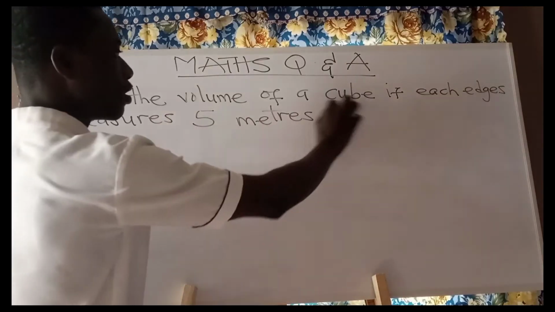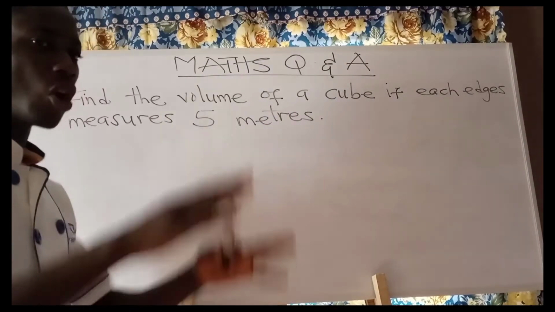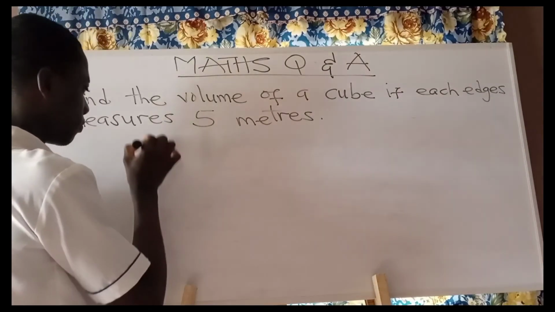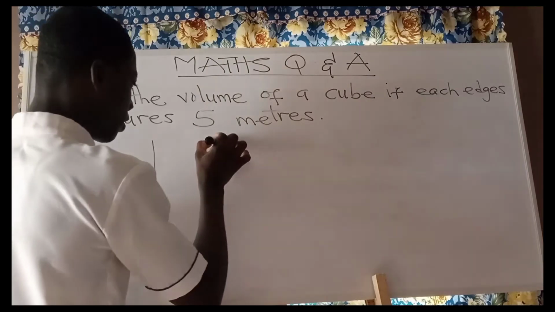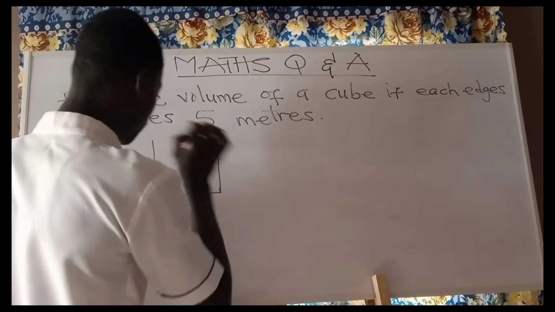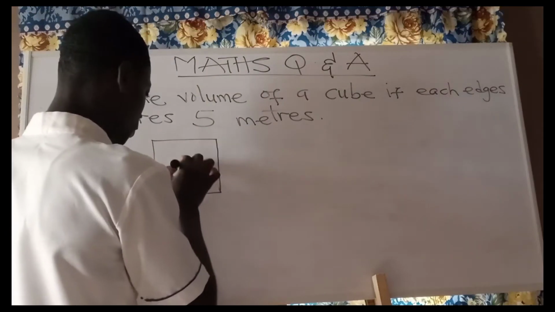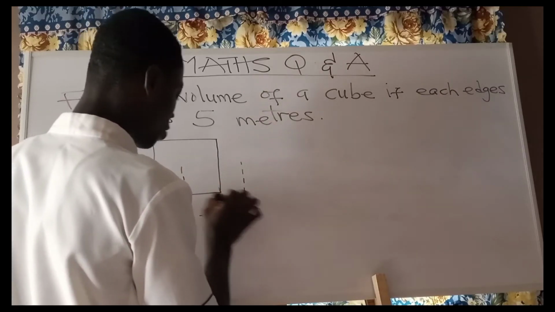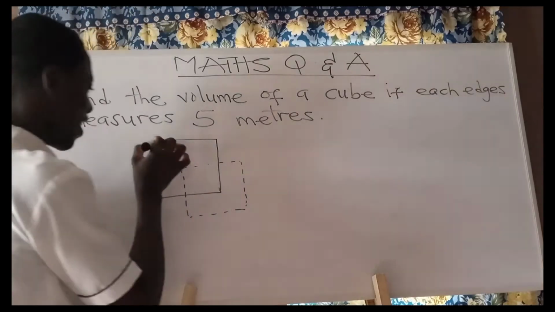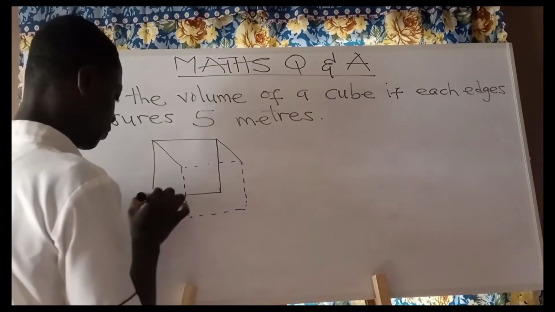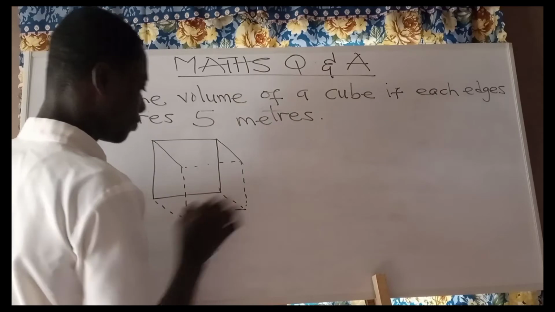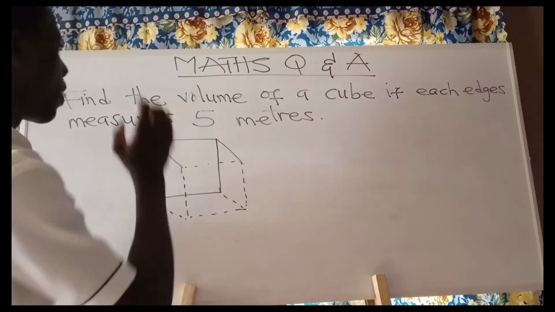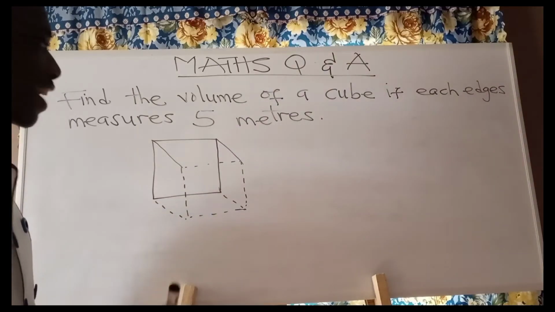And the figure is what? A cube. So it means it is having all the sizes to be equal. Let's draw a cube. All the sizes should be equal. So assuming this cube is having equal sizes, okay? Not drawn to scale. Right. So we have a cube, and it is having 5 meters at all edges.